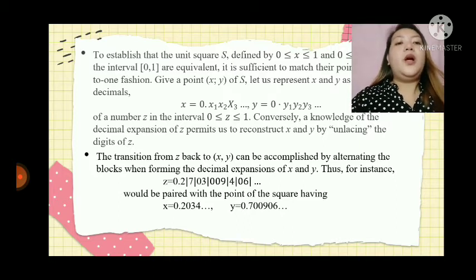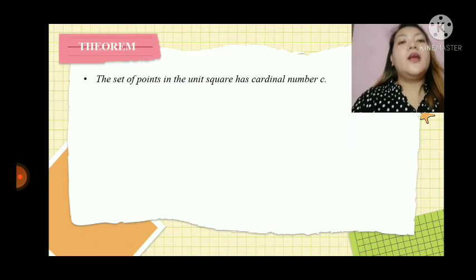This z would be paired with the point of the square having x equals 0.2034 and so on, and y equals 0.70060906 and so on. The set of points in the unit square has cardinal number C.